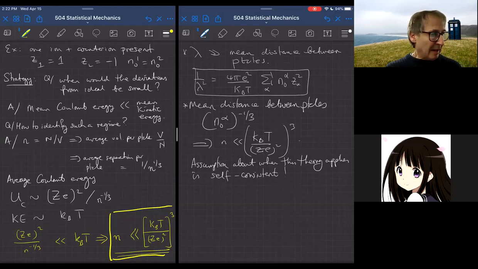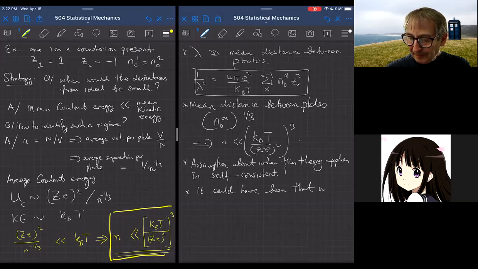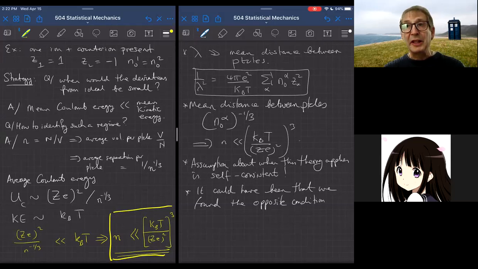So you might say, well, how could it be otherwise? Well, it could have been otherwise. It could be the opposite condition. It's not true in this particular case, but in principle it could have been. And if we had found that, that would have meant that the theory is not self-consistent. You may say, well, surely all of these sorts of theories are self-consistent, but that's not true.